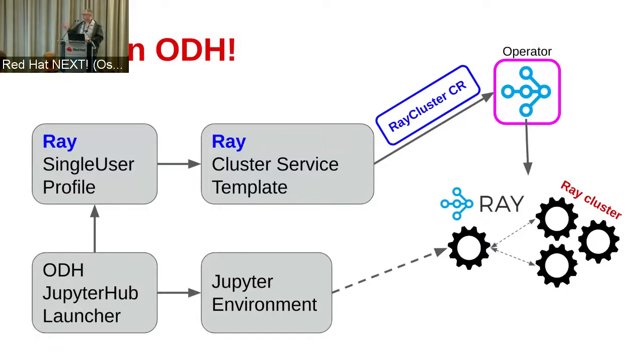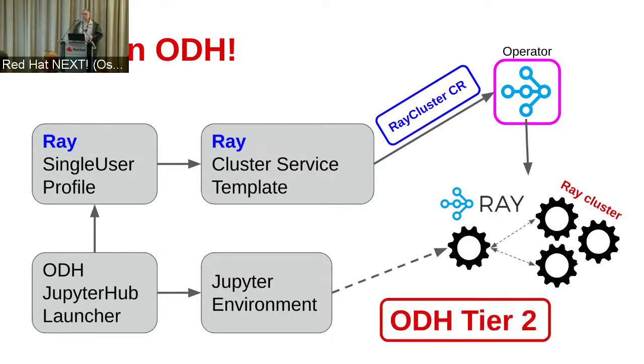You can get into the launcher, select a Ray enabled image, and very much like with Spark, it will go off and say, hey, I know how to do that. I can create one of these Ray cluster things, and the operator spins you one up, and you're in Jupyter and you can talk to it. So you could do this now with current versions of Open Data Hub.